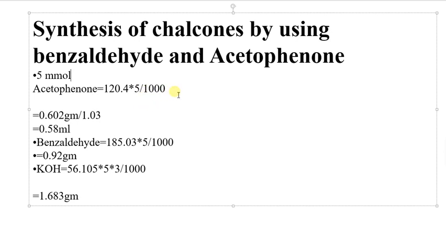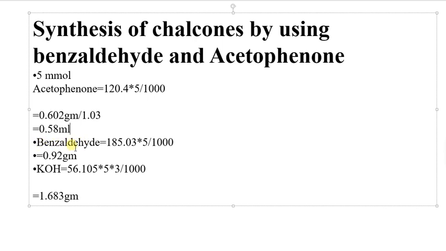And then divided by 1000. This will give the answer 0.062 gram. As my reactant is in liquid state, how will I take it in the form of ml? So I simply divide it by its density. Its density is 1.03, and this will give the answer. Then the answer is in the form of ml. So I easily measure acetophenone in the form of ml by using a measuring cylinder.